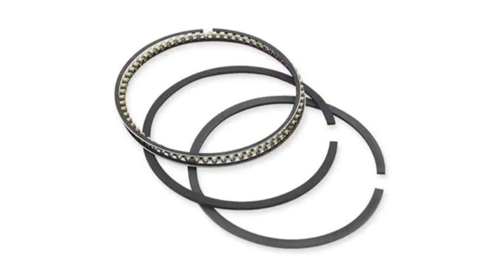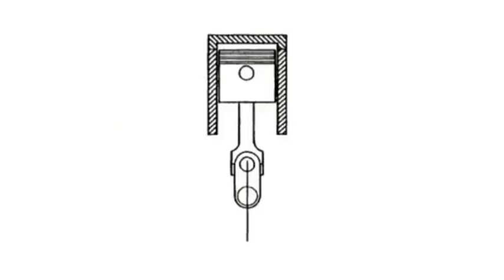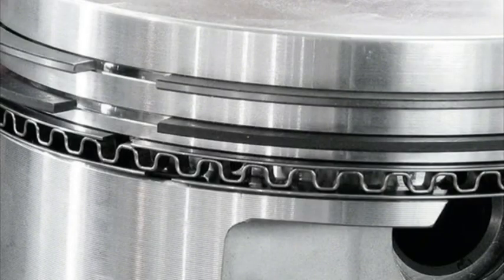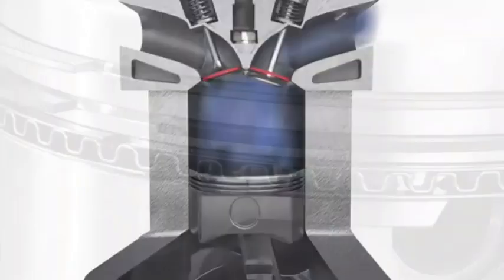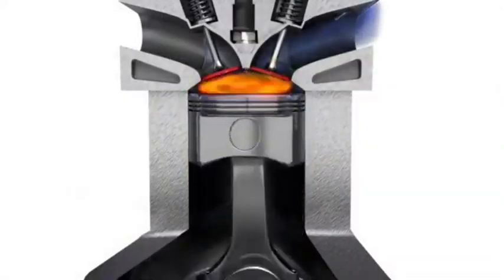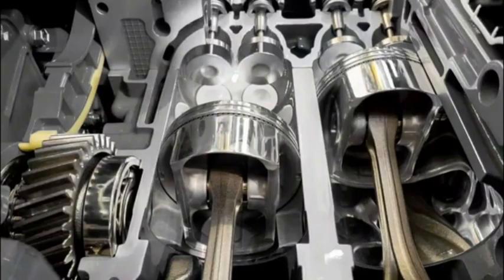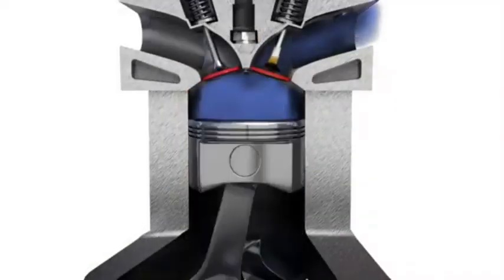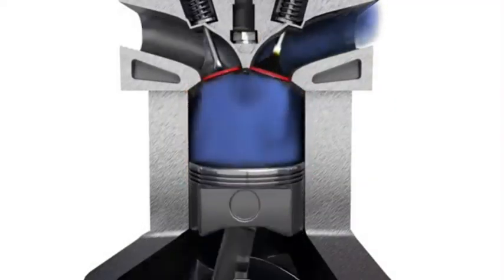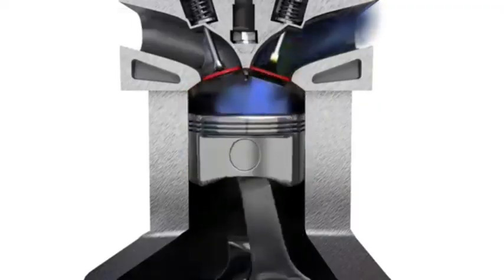Piston rings are small, circular metal bands fitted into grooves around the outer surface of a piston. They form a tight seal between the piston and the cylinder wall, and they perform three essential functions in an internal combustion engine. First, they seal the combustion chamber, preventing the high-pressure gases from leaking past the piston during the power stroke. Second, they regulate oil control by scraping excess engine oil from the cylinder walls and returning it to the oil pan, preventing oil from entering the combustion chamber and burning. Third, they help transfer heat from the piston to the cylinder wall, which helps in cooling the piston during operation.